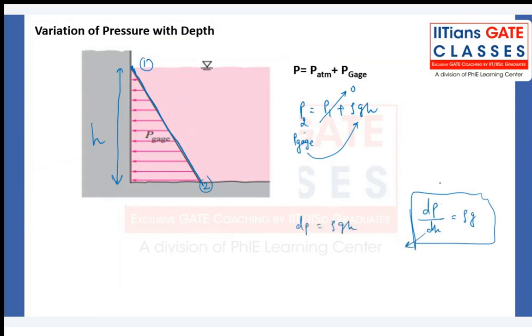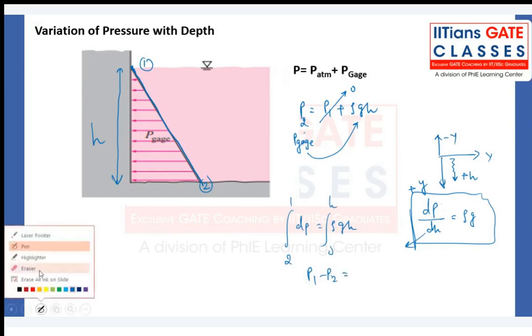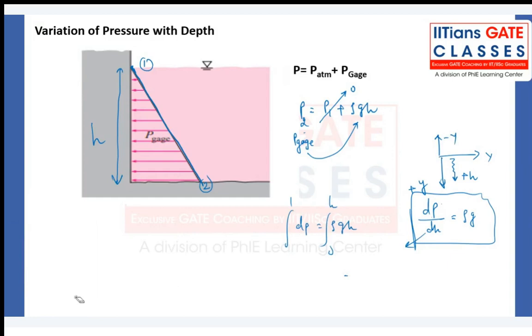For this one, what is the sign convention? This is my sign convention. That means if I move in the negative y direction, I will write plus h, right? I am considering this as positive y, this as negative y. So point 2, point number 1, 0 to h. So I will get what? P1 minus P2, or sorry, 1 to 2, right? Here I need to write 1 to 2. So P2 minus P1, once again you will get rho gh. It's only a matter of sign convention for a coordinate system. Getting my point, all of you?